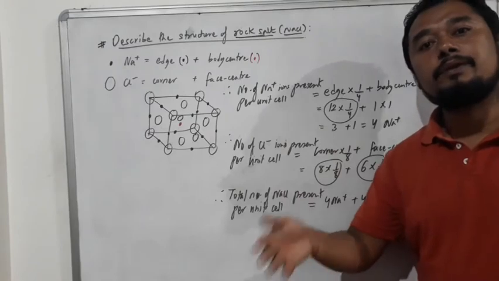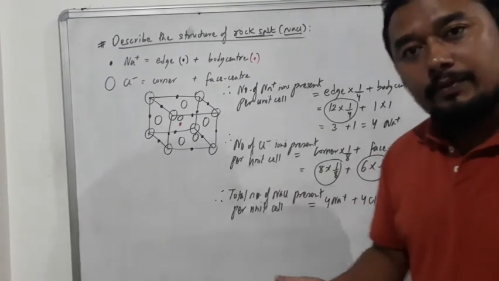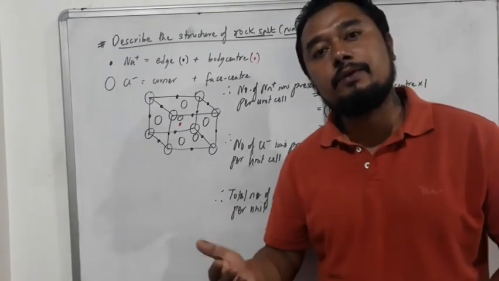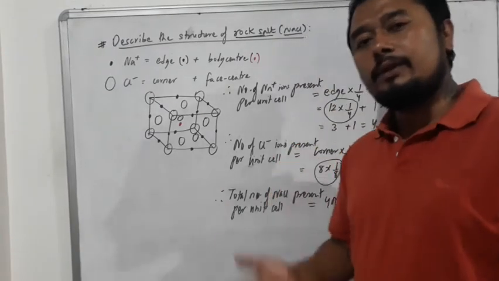Sodium ion number per unit cell is 4. Chloride ion number present per unit cell is 4. Number of NaCl present per unit cell is again 4. So all are 4, isn't it?